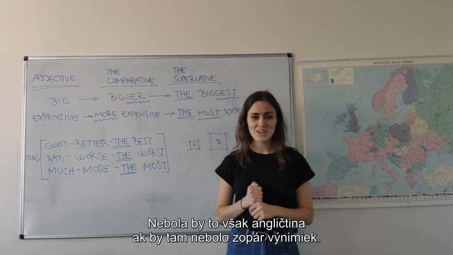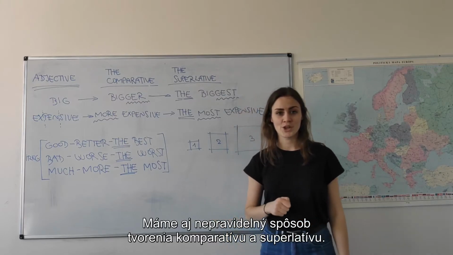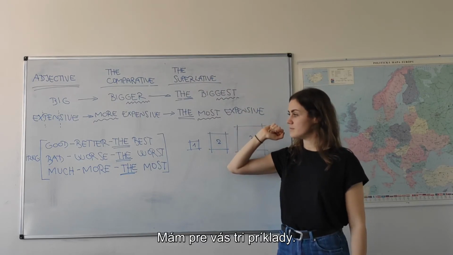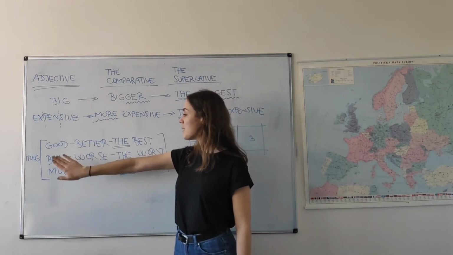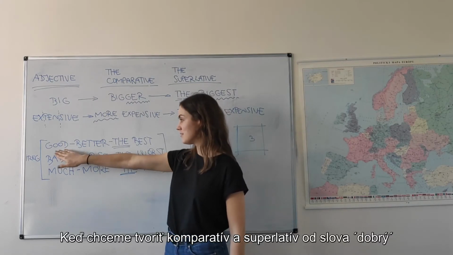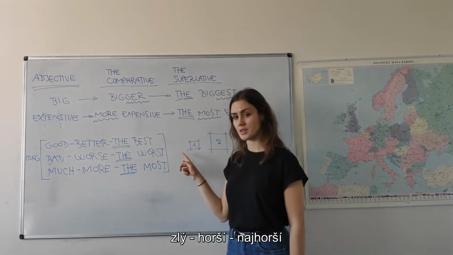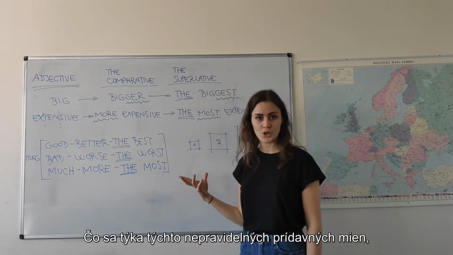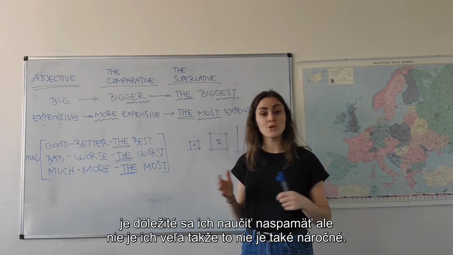But it wouldn't be English if there weren't any exceptions, correct? We also have irregular types of forming the comparative and the superlative. I have three examples here for you. Good, bad, much. When you want to form the comparative and superlative of good, it's good, better, the best. Bad, worse, the worst. Much, more, the most. When it comes to these irregular adjectives, it's important to just learn them. But there are not many of them, so it's not that difficult.